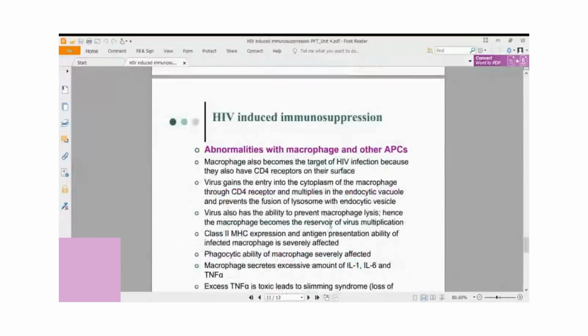And because the macrophage becomes the reservoir, that macrophage will now be unable to do any further phagocytosis, unable to do oxygen mediated lysis, unable to do oxygen independent lysis. And it will not be able to process the antigen and present it on class 2 MHC. An inability of the macrophage to present the antigen on class 2 MHC will make that macrophage a useless antigen presenting cell. Further, the phagocytic ability of the macrophage is affected.